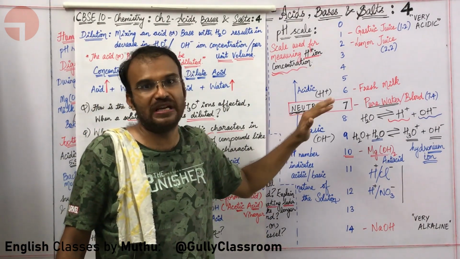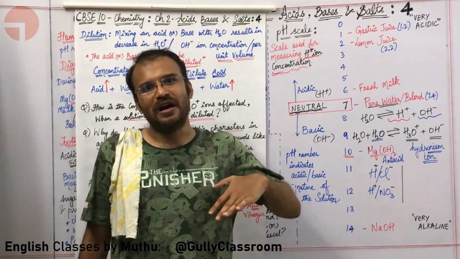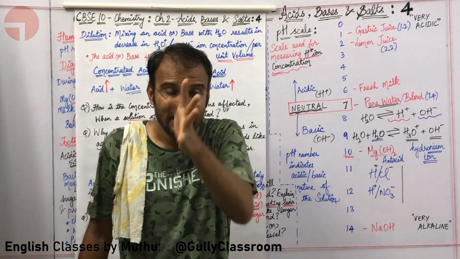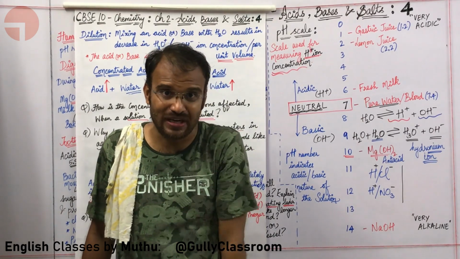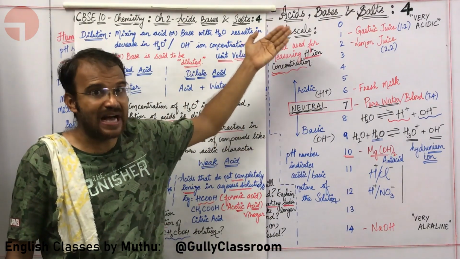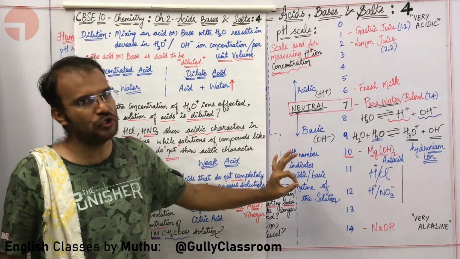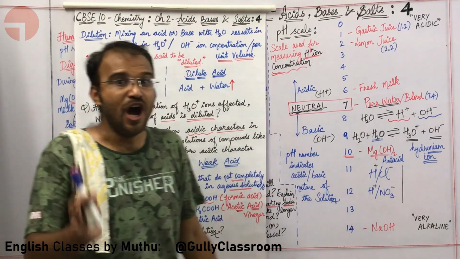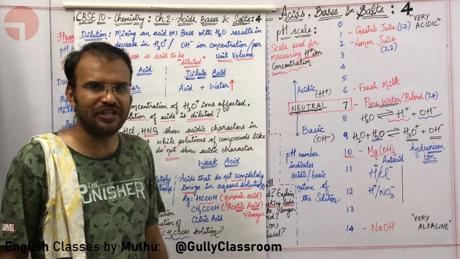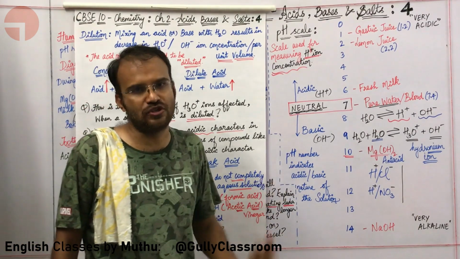7 means neutral. 7 means it is right in the middle. It is water, it is neutral. If you decrease the value of pH, it is becoming acidic. If you increase the value of pH, the solution is going to become alkaline. Are you able to understand how the pH scale is used to define the acidity or the basicity of the solution?